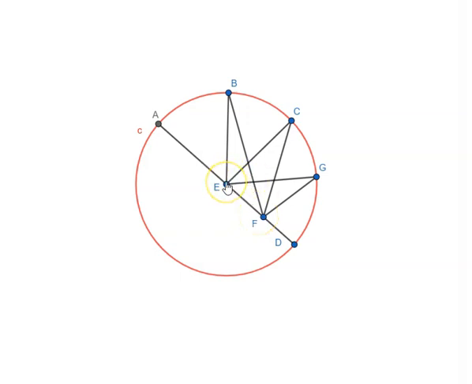Now here, EB is equal to EC, radii of the same circle. EF is common to both, so they are equal. But this angle, angle BEF, is greater than angle CEF. And we know that the side opposite to the greater angle subtends the greater side. So that means BF is greater than CF.